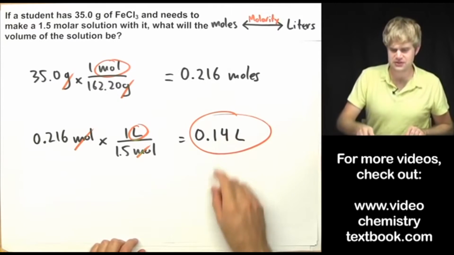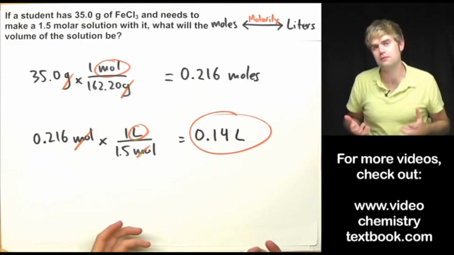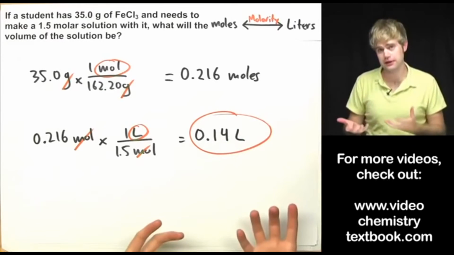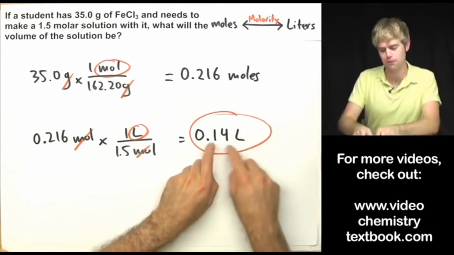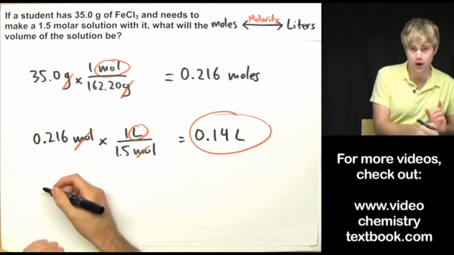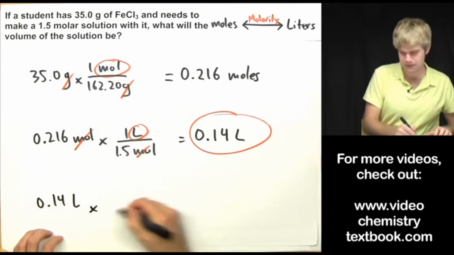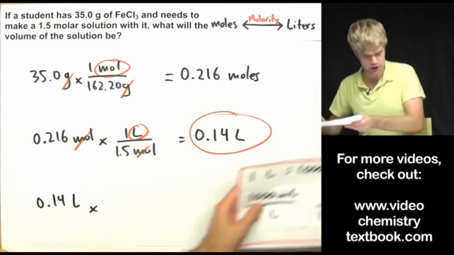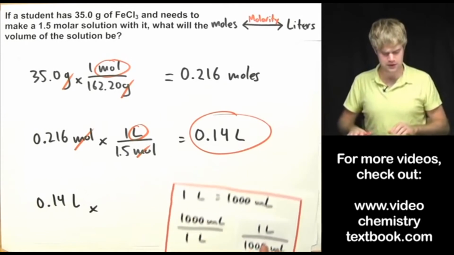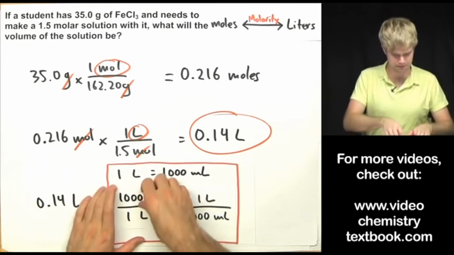Okay, now this could be the final answer here, 0.14. But the thing about this is it's smaller than 1 liter. So it would be really nice to be able to write this as milliliters. Milliliters is a better unit to report small volumes in. Okay, so I can do one more step here, and I'll do 0.14 liters, and I'll find a conversion factor that I can use for this. 1,000 milliliters in 1 liter, and so one of these is going to be good.